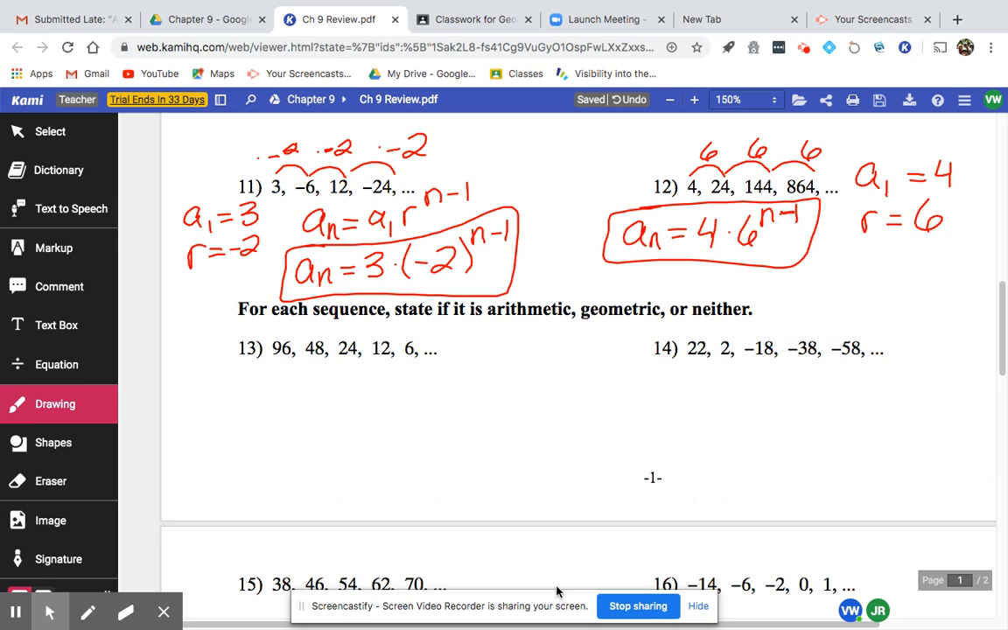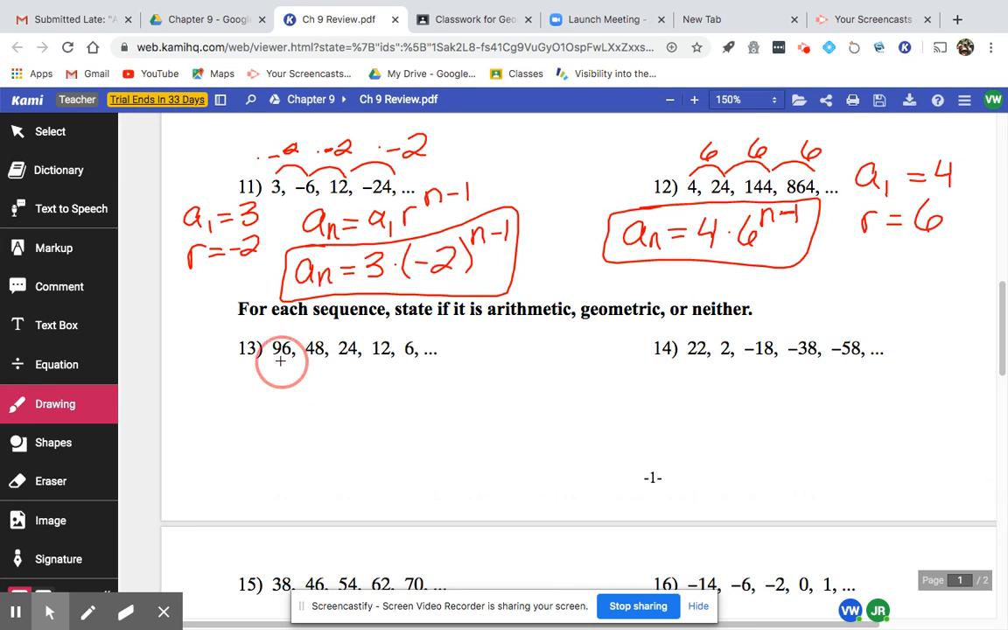So for number 13, 14, we want to state if it's arithmetic, geometric, or neither. If it's arithmetic, then we're adding or subtracting the same number. If it's geometric, we're multiplying by the same number. Now let's just check if number 13 is arithmetic first. 96 to 48, I have to subtract 48. If I subtract 48 from 48, I get 0. But here I see a 24. So it's not arithmetic. Let's see if it's geometric, if I can multiply by the same number.